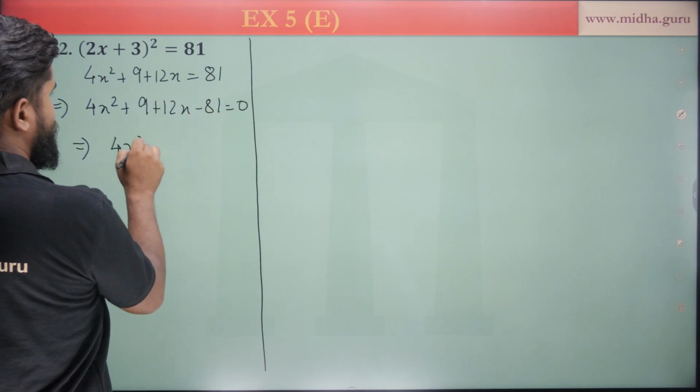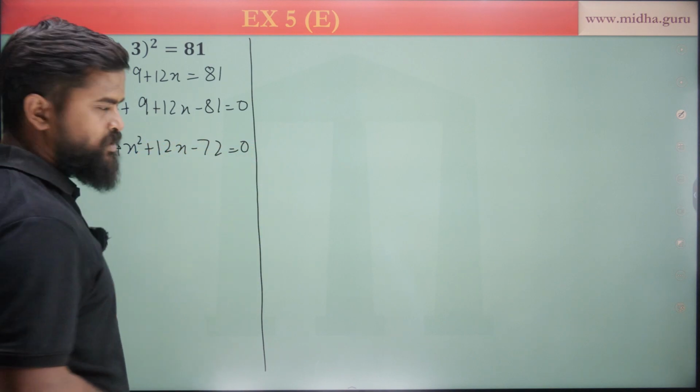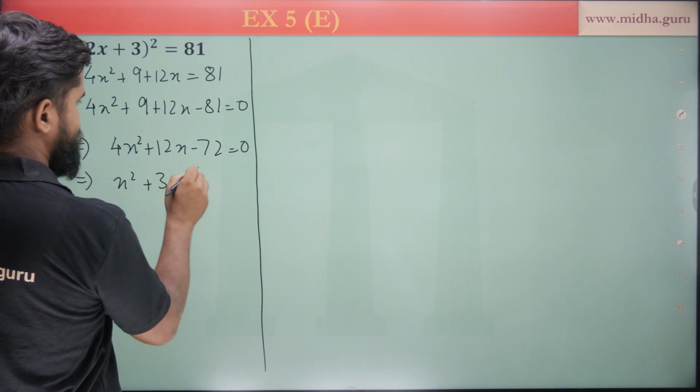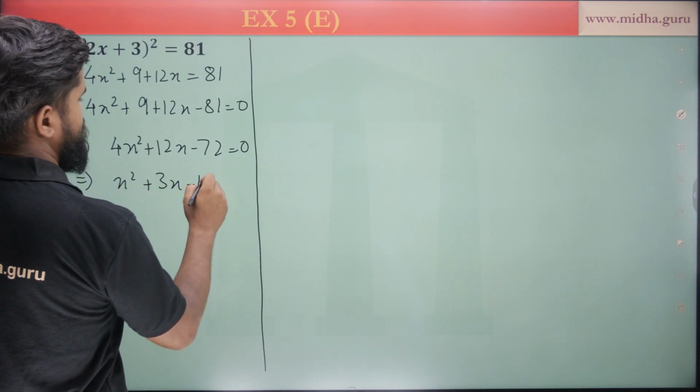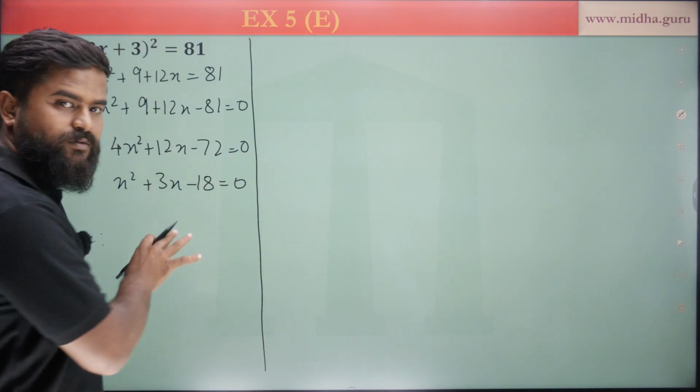Simplified, that equation will be 4x² + 12x − 72 is equal to 0. Now we can divide this entire equation by 4, we will get x² + 3x − 18 is equal to 0. Now we are supposed to solve this equation.